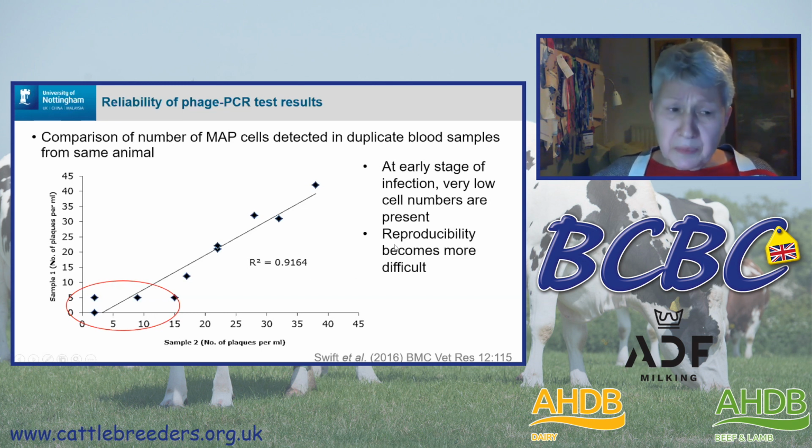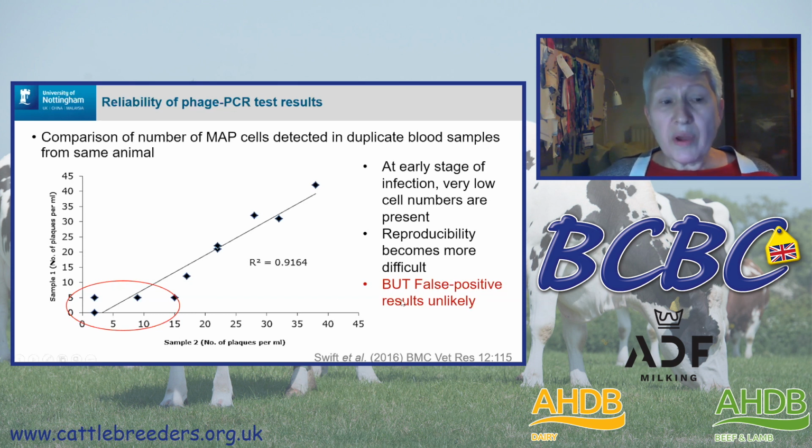So reproducibility, like all the other tests, is going to become difficult at those very early stages of infection when levels are very low. However, what we know is when we get a positive signal, I have detected the DNA from the genome of the bacteria that causes the infection, and it is in the blood of the animal. It's not got there by fecal contamination. It's not passed through. It is circulating in the blood. And I know exactly what it is because we detected it by PCR. And so even though we may get intermittent results, false positives are unlikely.